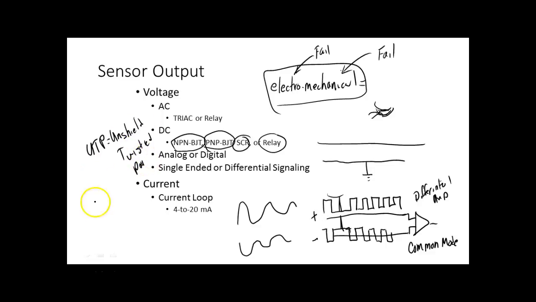Pair, okay, UTP. Then we have STP. Guess what STP stands for? That's not the racer's edge, right? So this is shielded twisted pair.